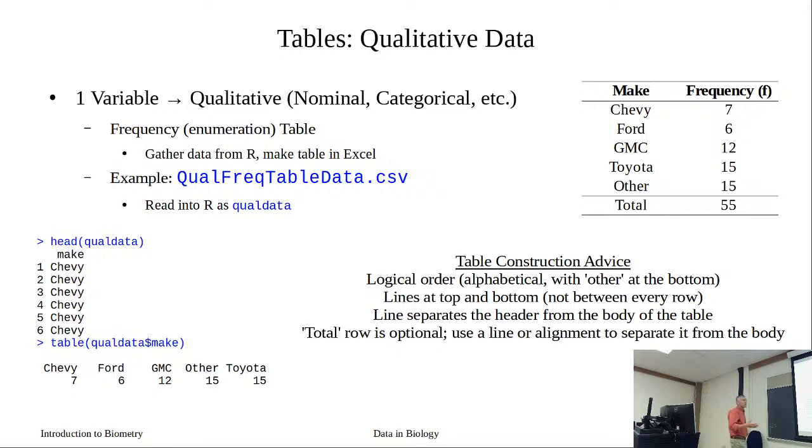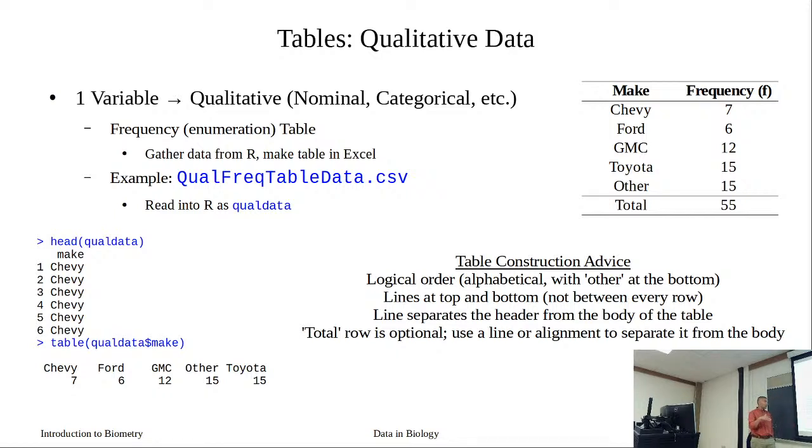That's just general table construction advice. If you have other, you typically put it at the bottom instead of having it in the middle. With your tables, you put your lines at the very top and lines at the bottom. That kind of marks the beginning and the end of the tables. You don't put lines between every single row. It's just excess ink, and it tends to make things a little bit harder to read. You do, though, use a line to separate header from the body.